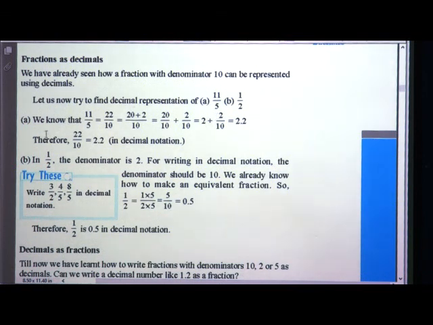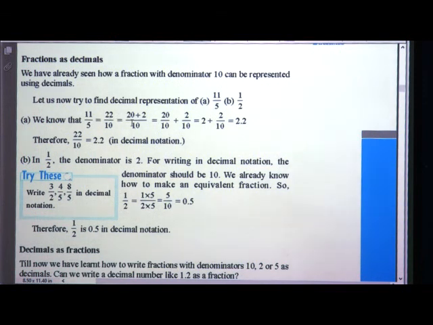Okay. So, we know that 11 by 5. We need to find the equivalent fraction. To find the equivalent fraction, we multiply numerator and denominator by the same number, that is 2. So, 11 2s are 22 and 5 2s are 10. So, we got the equivalent fraction as 22 by 10.